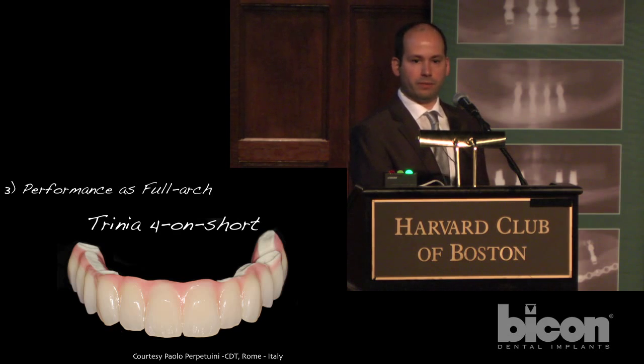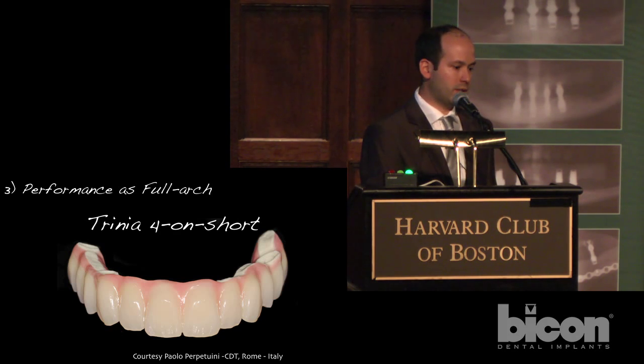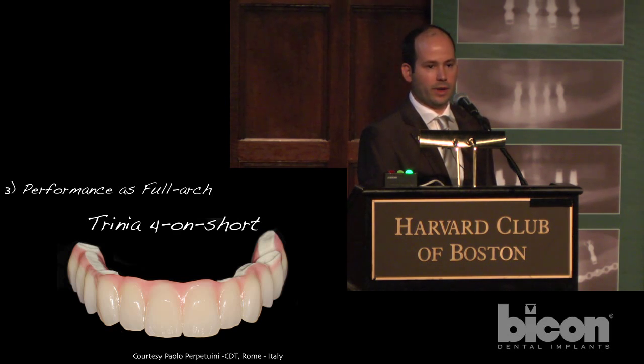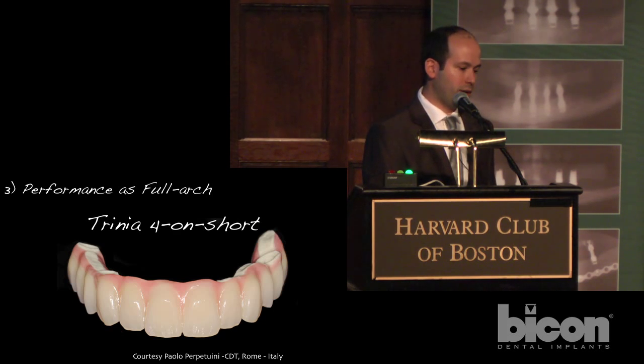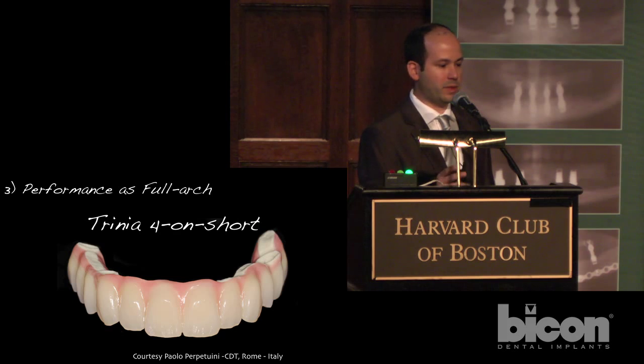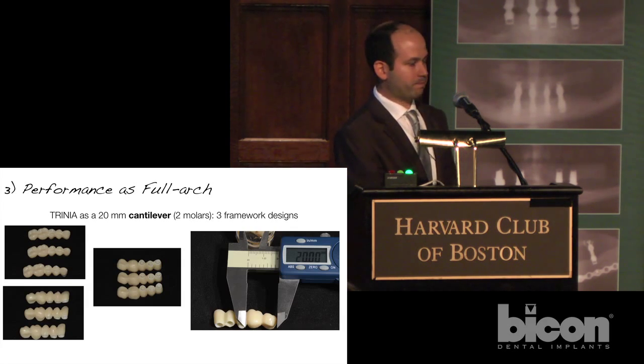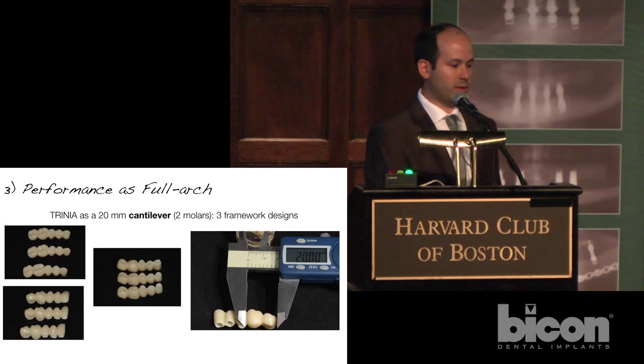Now going to the very last scenario, which is full arch prosthesis. This is an example of a Trinia 4-on short. And how are we going to test that in the lab? Well, it's quite a challenge. The best that we can do is to split that in half and test that as a cantilever. So we designed, we thought it was crazy back then, to have a 20 millimeter span cantilever, so that means 2 molars. And we found out just yesterday that was not maybe as crazy as we thought we could go.